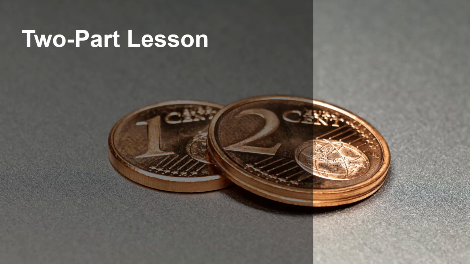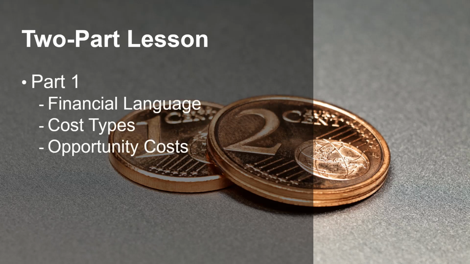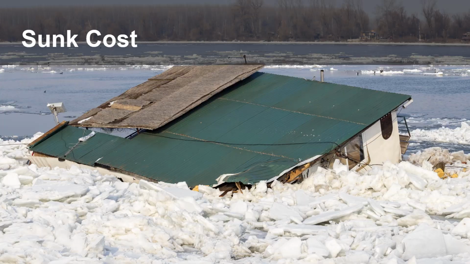In part 1, we covered some financial language, cost types and opportunity costs. And now in part 2, the fun continues as we sink our teeth into sunk cost, talk about discretionary cost and explore business value. Don't worry, just because we start with sunk cost doesn't mean you will be in over your head.